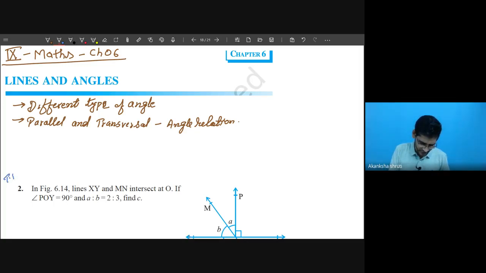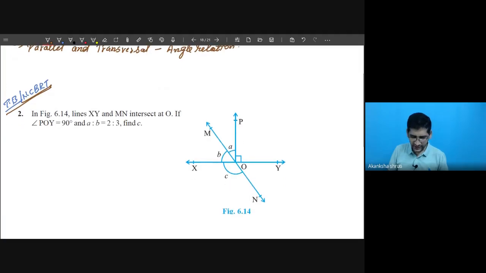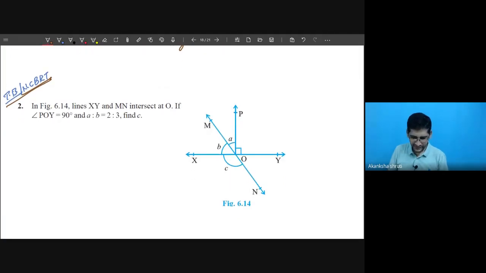So this is our textbook question, meaning NCERT. This is question number 2 that I am going to solve. In this figure 6.14, the lines XY and MN. Are you getting these two lines? So in geometry, you have to first observe the figure carefully. Then you have to think about what concepts can be applied.